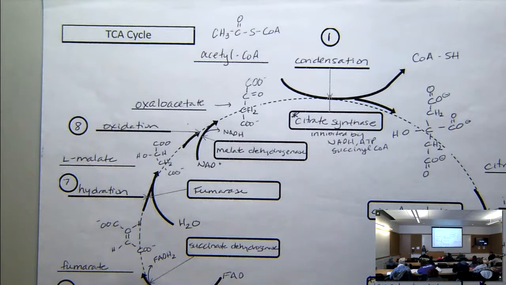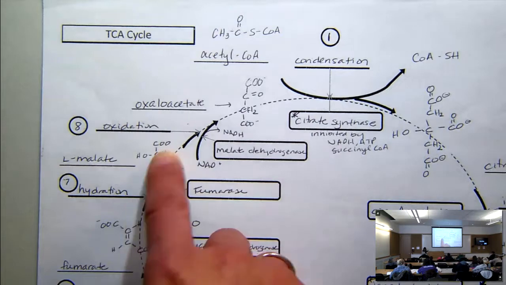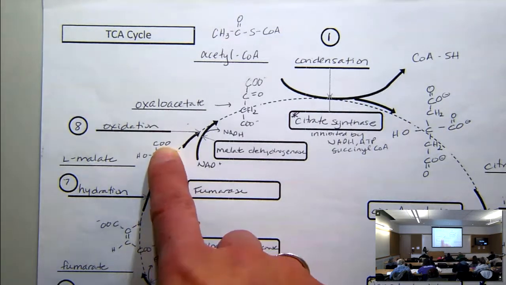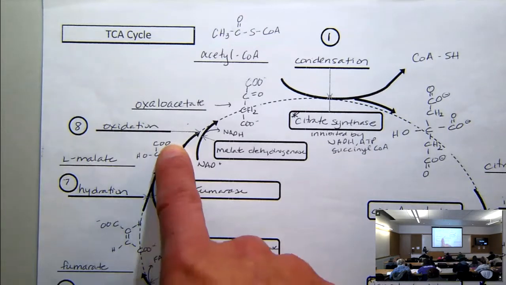Yes? In L-malate, the first carbon at the top, that's an acid, so C. Yeah, I forgot the little negative charge. So this, in L-malate, this should have a negative charge, COO minus.